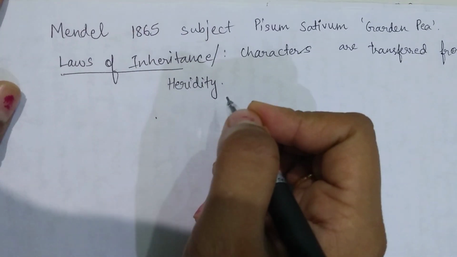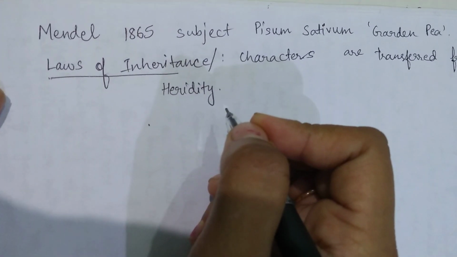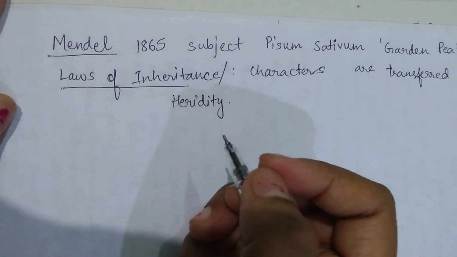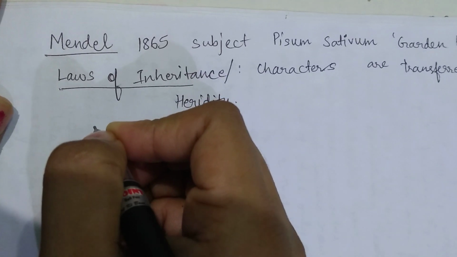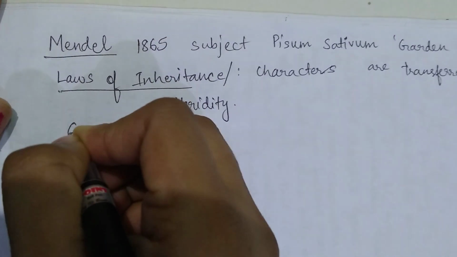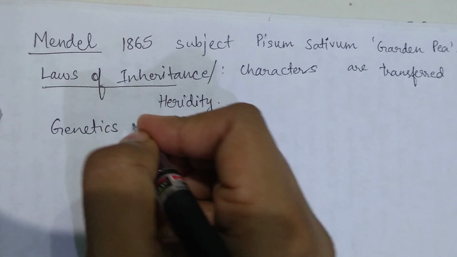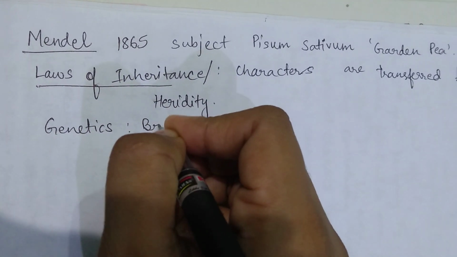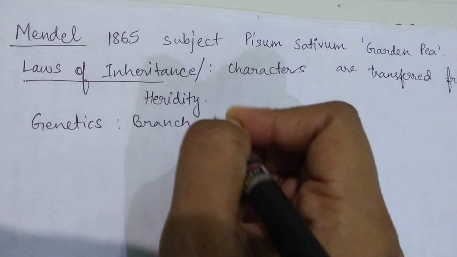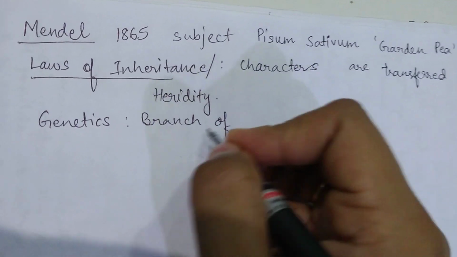But this process is governed through various laws, which Mendel has devised or proposed, and the subject matter of genetics encompasses all of them. Genetics is the branch of science that studies heredity and variation together.